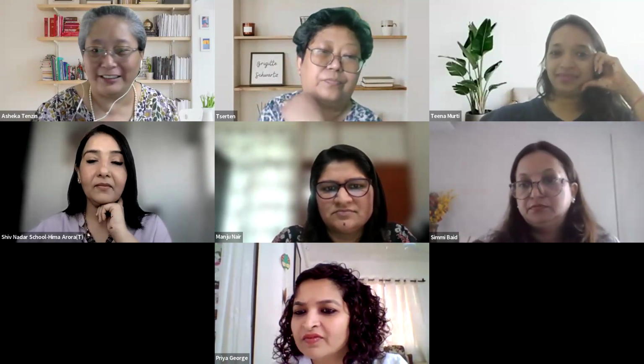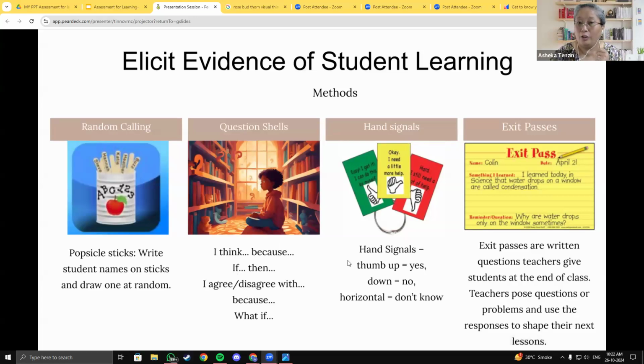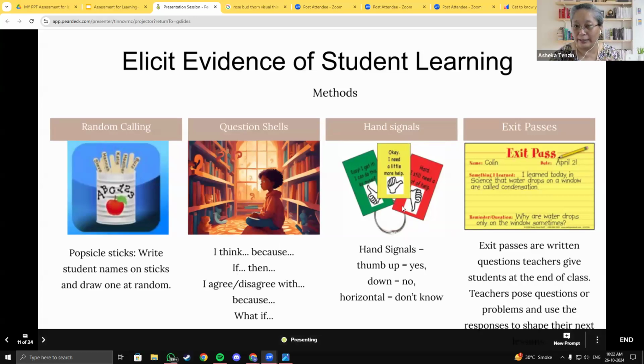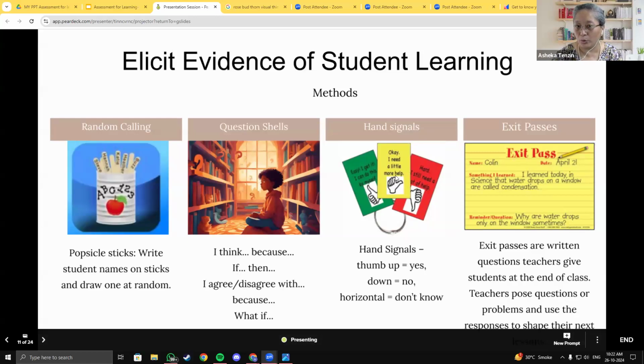Now the second strategy that we are looking at is question shells. Make these statements where the students can fill in the points, fill in the blanks, and they can answer. Then you know whether the students have understood. You can also use hand signals. Someone said, right? Thumbs up, sideways, thumbs down. So hand signals can also be used. This is a quick way to understand whether the whole class has understood or not.